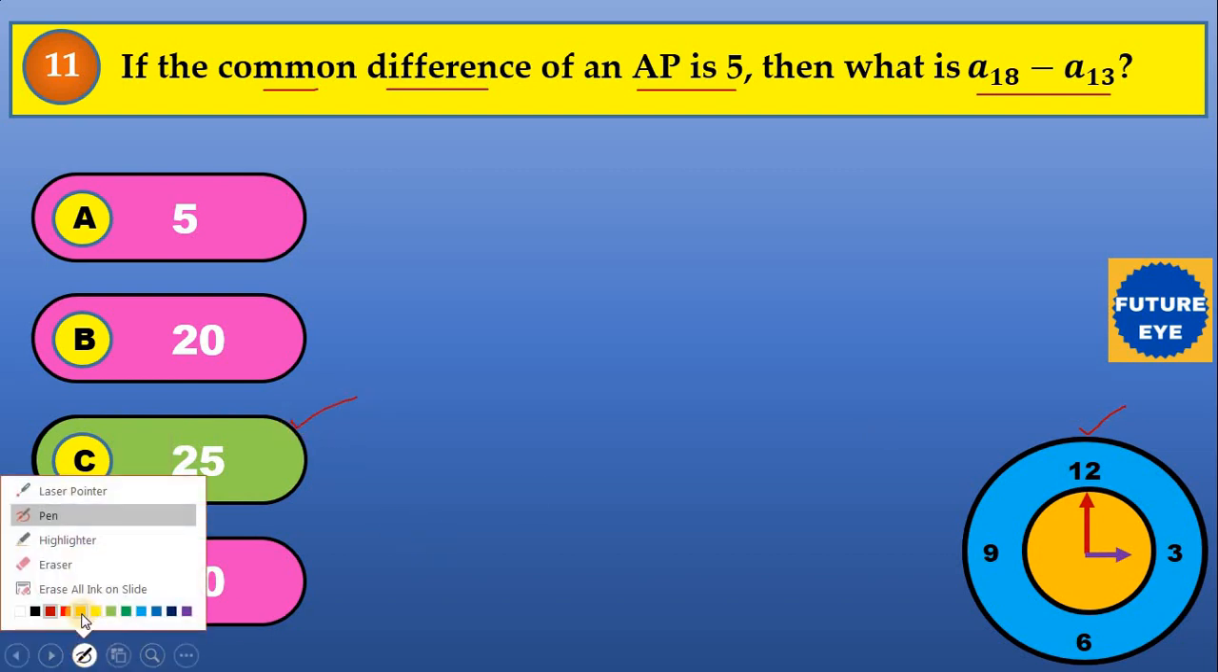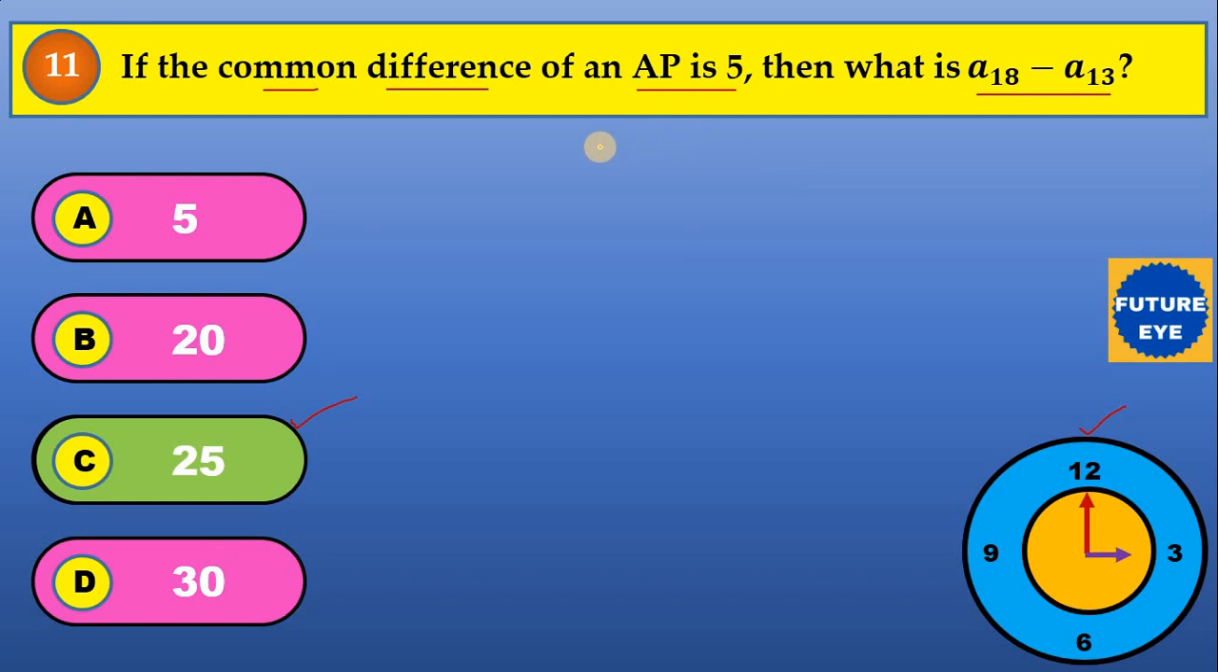But how to solve this? Very simple. Understand the problem here. Common difference of AP is 5. So, common difference D is given. We need to find the value of A18 minus A13. So consider which value you wanted to find. And A18 we can write as A plus 17D, and A13 we can write as A plus 12D. And don't forget to maintain the bracket here, children.